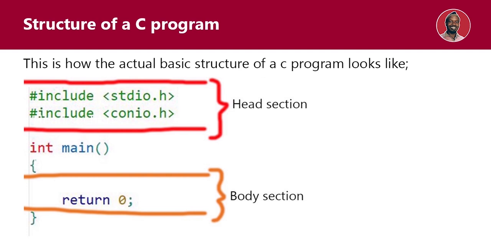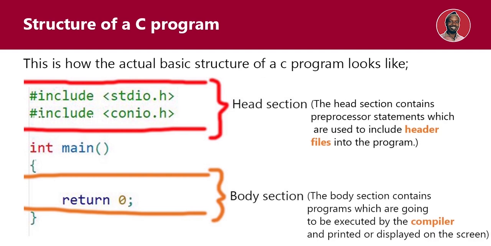The codes that you write inside the body section will be displayed on the screen, or they will be executed. But whatever you write in the head section will not be executed. You will get that clearly as we continue. So the head section contains preprocessor statements. Those preprocessor statements are those two lines that you are seeing in green color. Those lines of code are called preprocessor statements. They are used to include header files into the program.